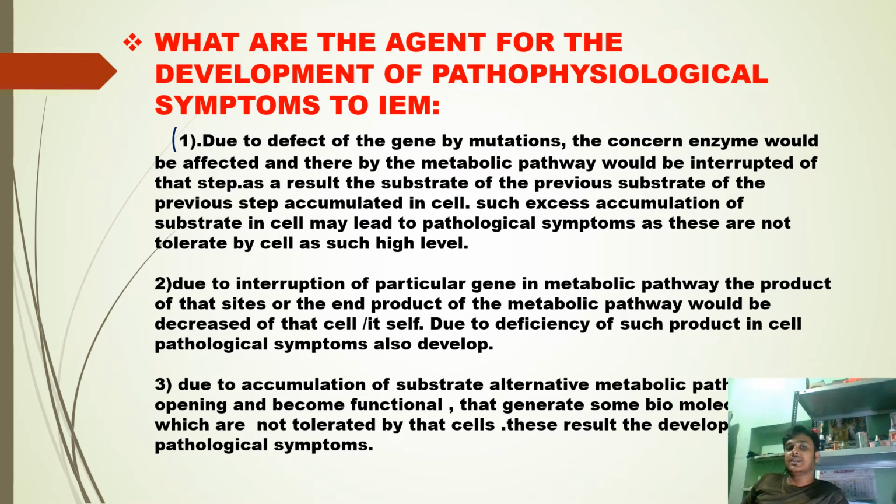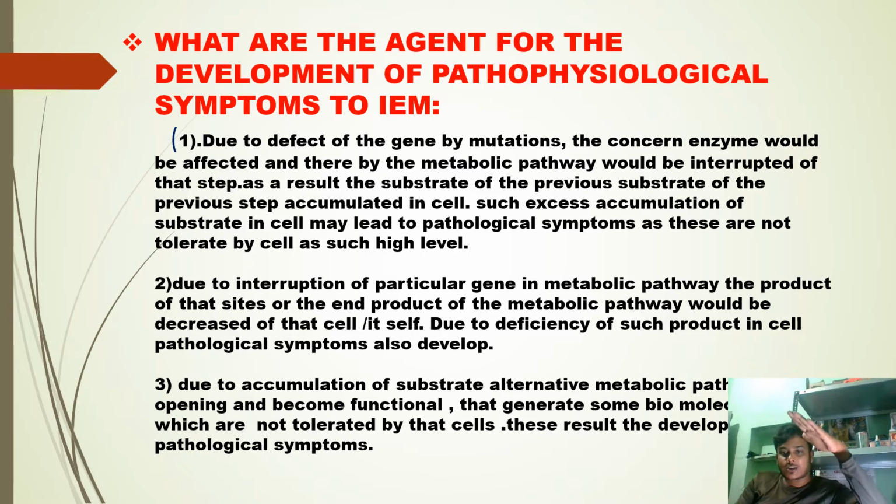And next, what are the agents for the development of pathophysiological symptoms in IEM? Number one, due to a defect of the gene by mutation, the concerned enzyme would be affected, and thereby the metabolic pathway would be interrupted at that step. As a result, the substrate of the previous step accumulates in the cell. Such excess accumulation of non-functional substrate may lead to pathological symptoms.